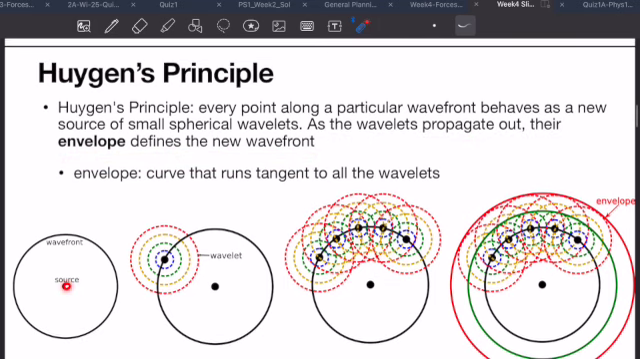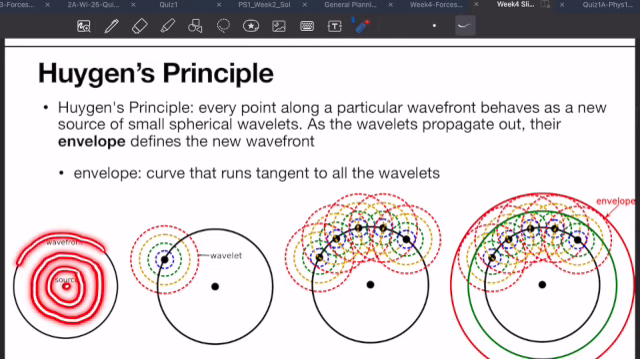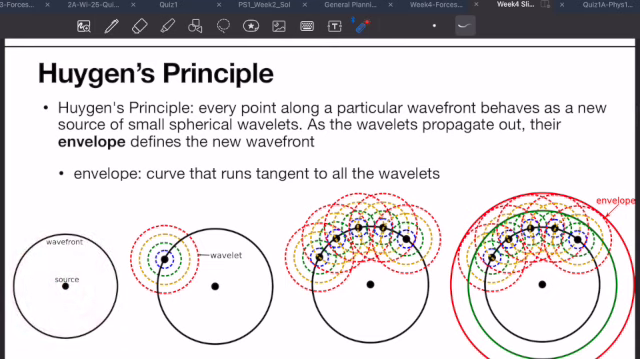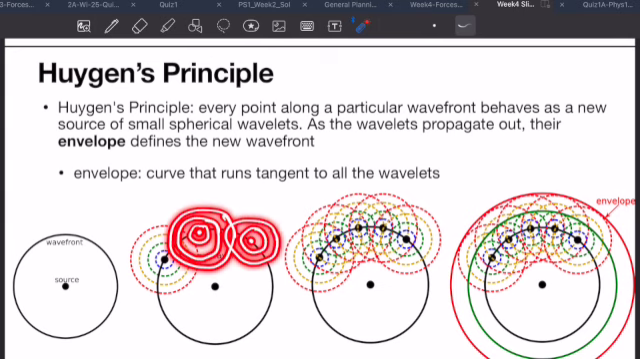So here's a source, and let's say it has circular wavefronts. It's a point source. This is what the wavefronts look like. Let's consider one of the wavefronts, for example. What Huygens principle says is that every point on this wavefront can be thought of as a small source of spherical wavelets. So this point can be a source where you have wavelets going outward. This point can be a source where you have wavelets going outwards. This point can be a source where you have wavelets going outward.